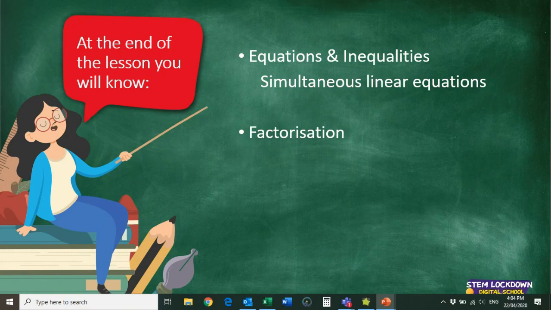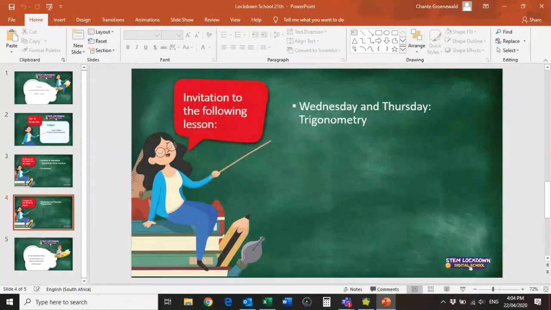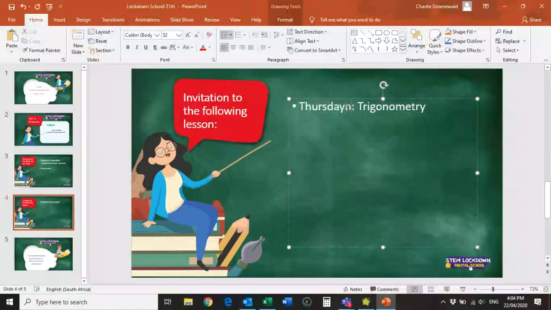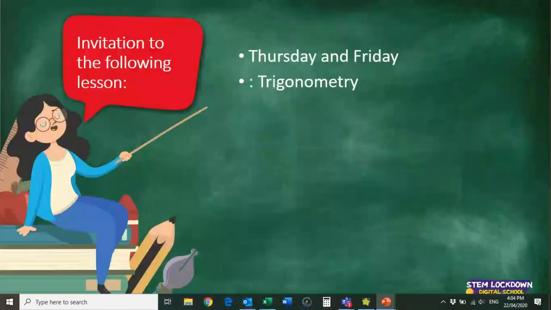Then we're going to move on to factorization. So we're finally getting to factorization today, and I can't wait. Today is Wednesday, so Thursday and Friday, this will need to change. Let's just quickly change it. So Thursday and Friday, let's just add it for you so that there's no confusion. Thursday and Friday, we will be doing trig. I know there was a lot of you that asked, ma'am, when are we going to get to this? Don't you worry, we'll be getting to it tomorrow.